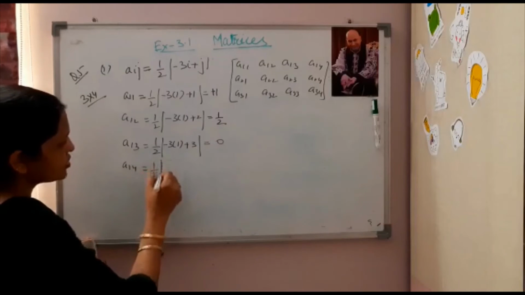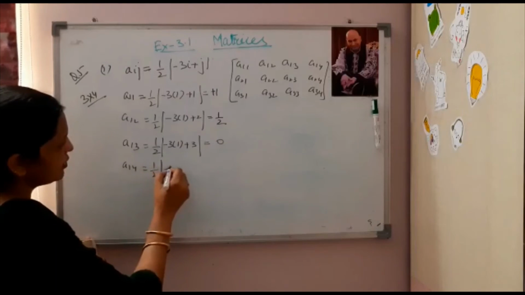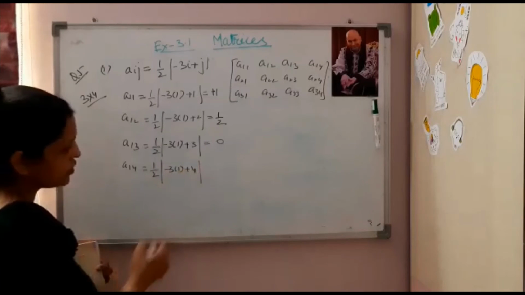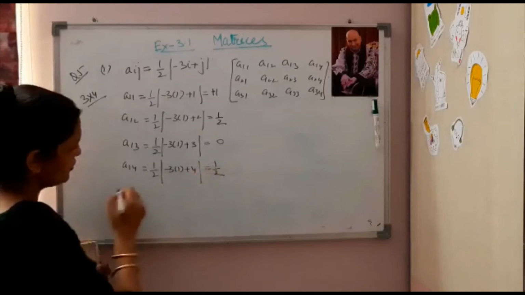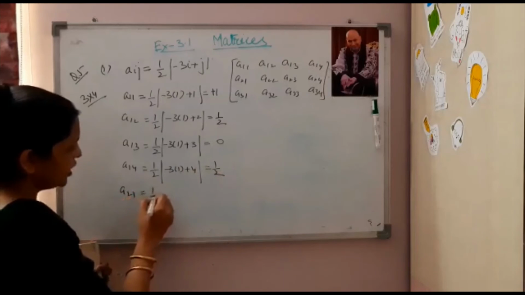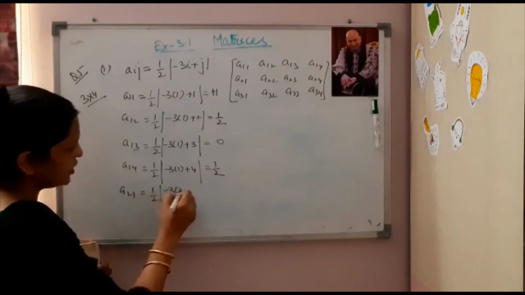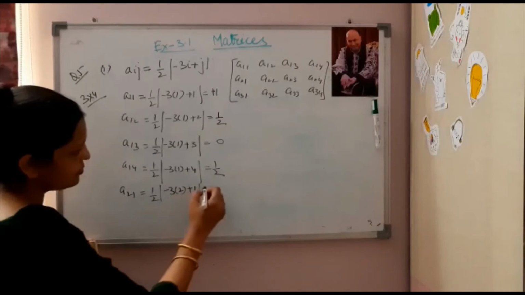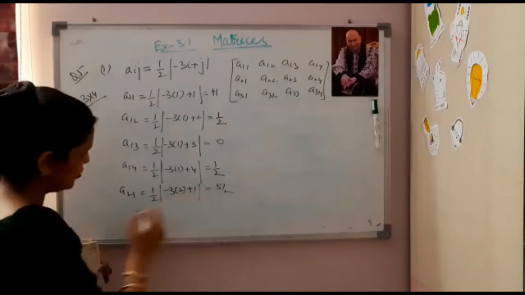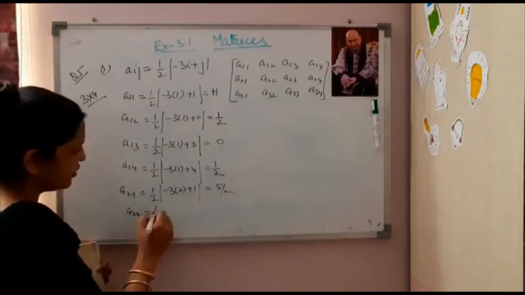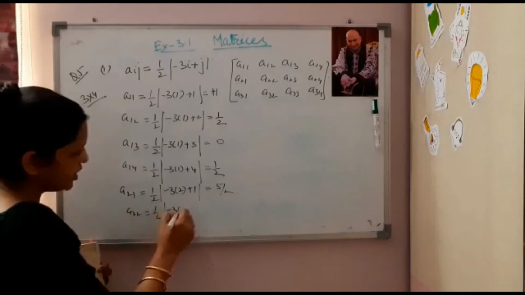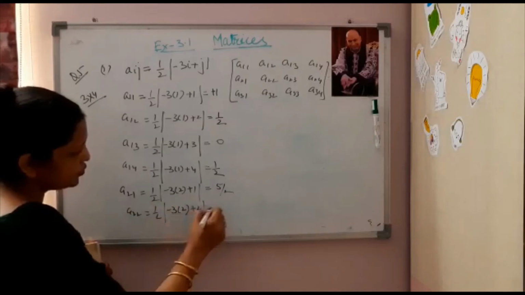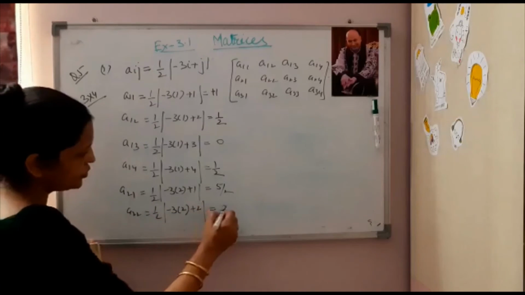A14, first row fourth column: minus 3 into 1 plus 4, 4 minus 3 comes out to be 1, that is 1 by 2. Then A21: 1 by 2 minus 3 into 2 plus 1, minus 6 plus 1 is minus 5, mod में से बाहर आया तो 5 by 2. A22, that is minus 3 into 2, second row second column, 6 plus 2, 4 by 2, that is 2.